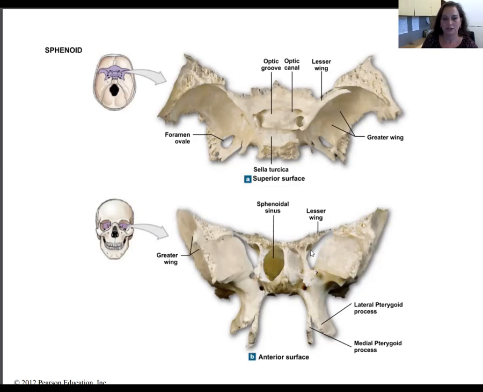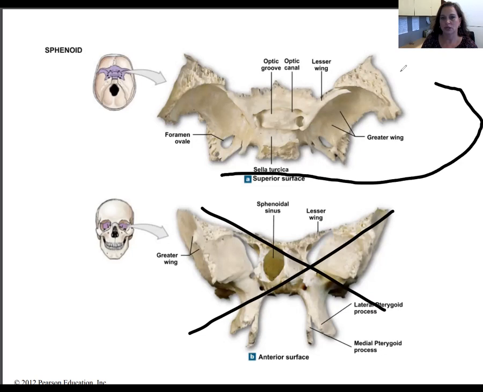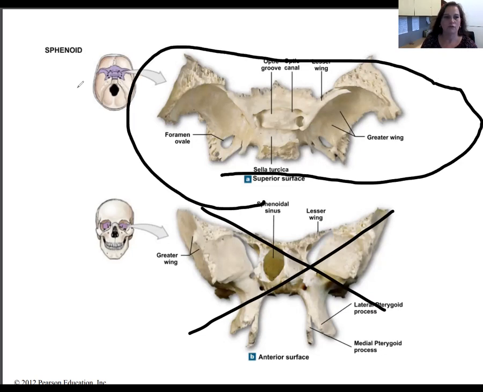And that's what you're seeing on this picture right here. I would never ask you anything from this one down here, okay? But you do have to know these structures. Like I just pointed out, you have to know those structures right there from this viewpoint right here, okay?